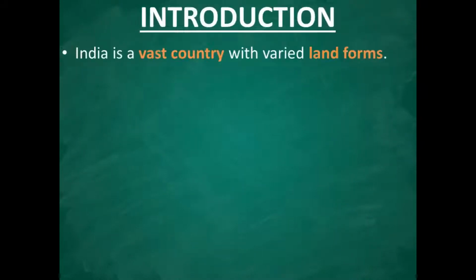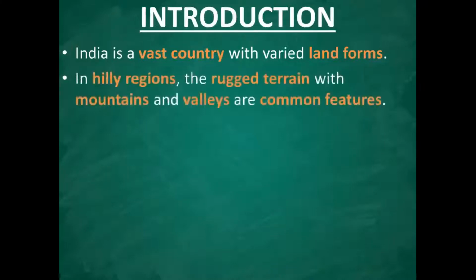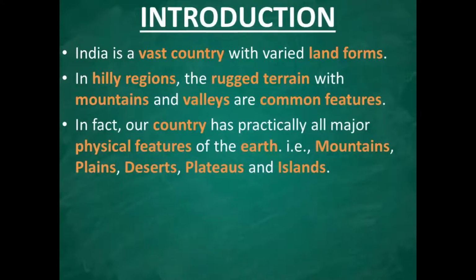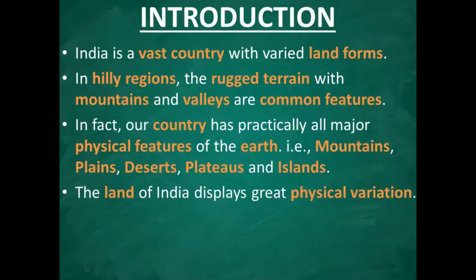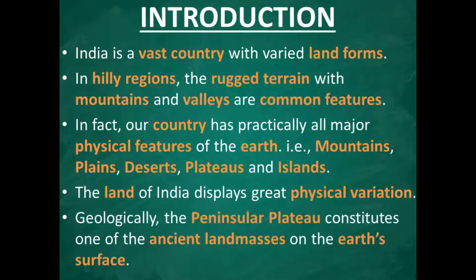First, we are going to see introduction. India is a vast country with varied landforms. In hilly regions, the rugged terrain with mountains and valleys are common features. In fact, our country has practically all major physical features of the earth, that is, mountains, plains, deserts, plateaus, and islands. The land of India displays great physical variation.